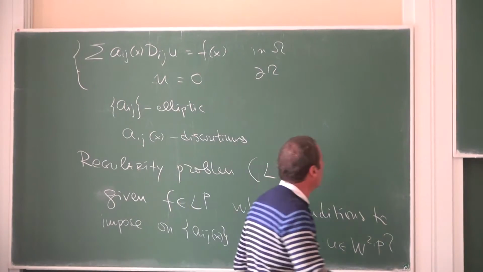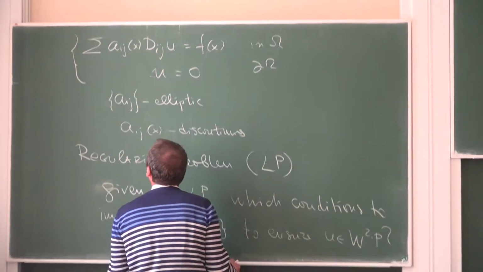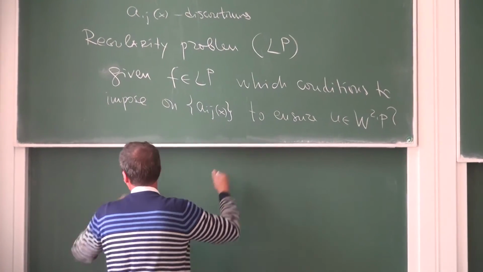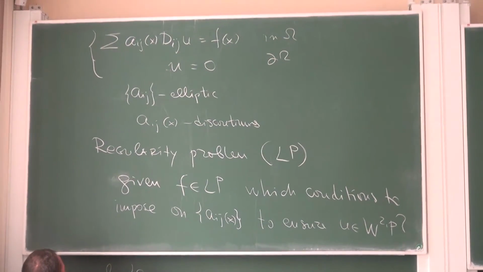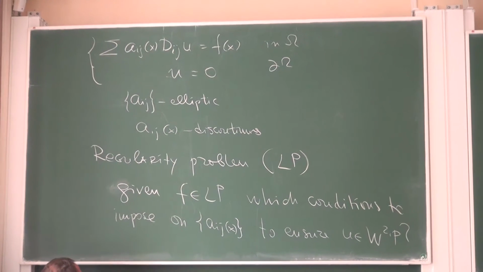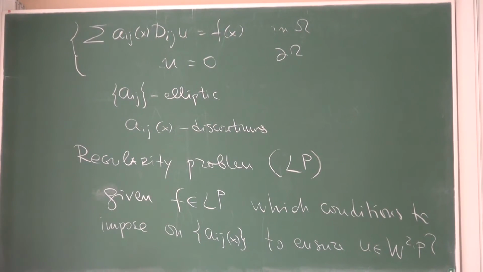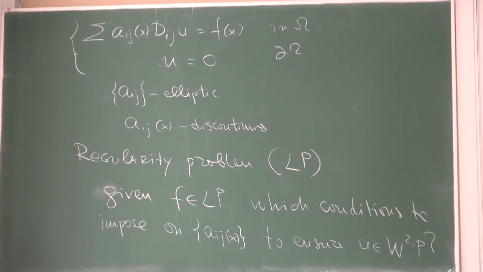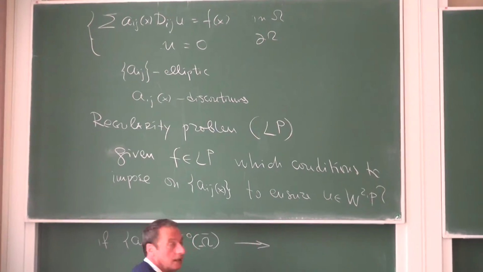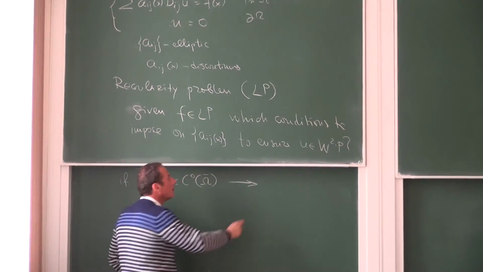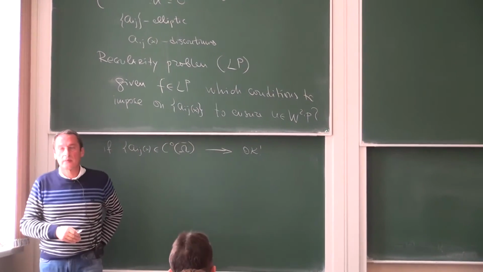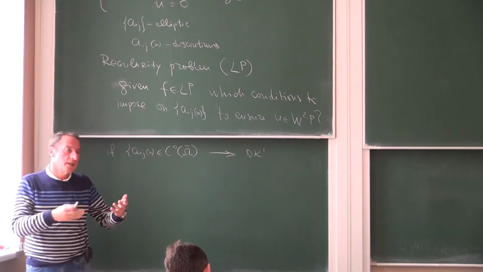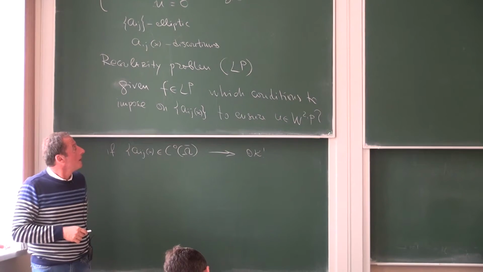I guess you know very well the response to this question when the coefficients are continuous. So if Aij are continuous functions in omega, then you have an affirmative answer to this problem. And this is given by the so-called Calderon-Zygmund theory. I will mention later about this theory.